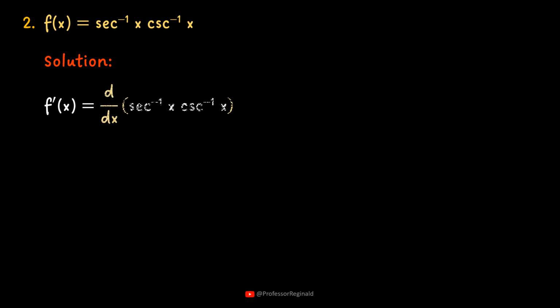Number 2. F of x equals the inverse secant of x times the inverse cosecant of x. Solution. F prime of x is the derivative of f with respect to x. Apply the product rule.